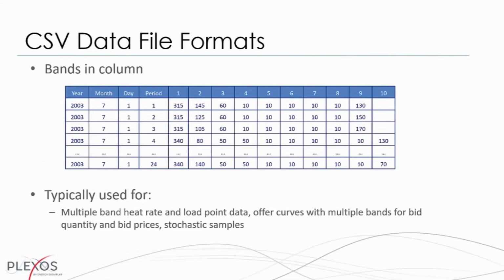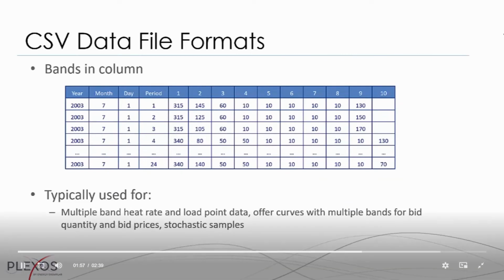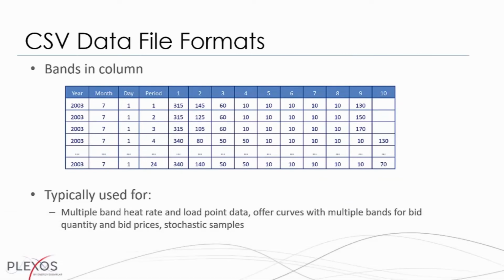The data file can also have bands in the columns, as we can see in this table from 1 to 10, and this is usually used with multiple band heat rate and load point data, offer curves with multiple bands for bid quantity and bid prices, and stochastic samples.